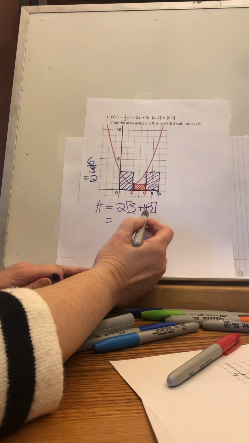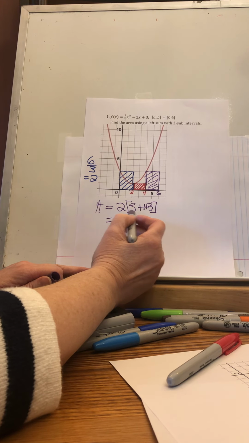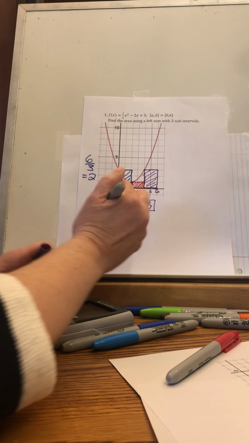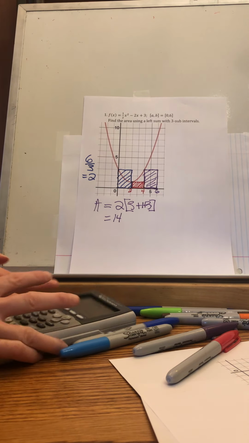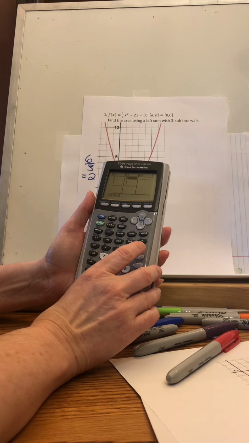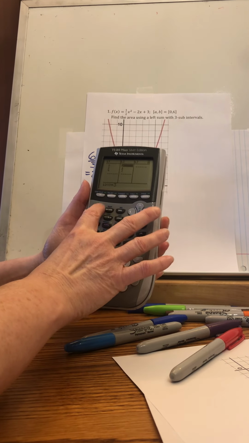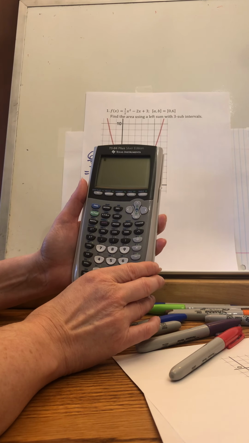My total area should be 7 for all the heights times a 2 for the width, should be an area of 14. However, they're not all going to be this easy, so I'm going to show you how to use the calculator to get that final area. Hit second quit to get back to the home screen.